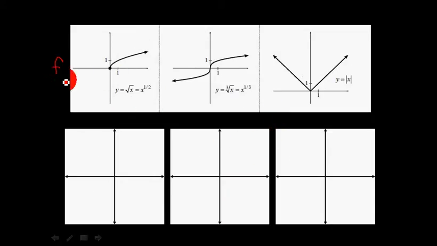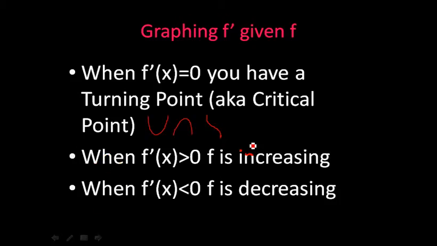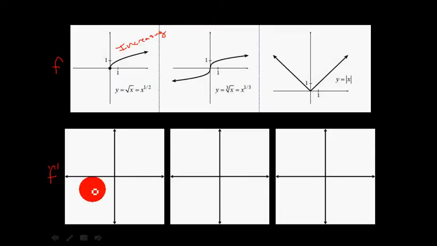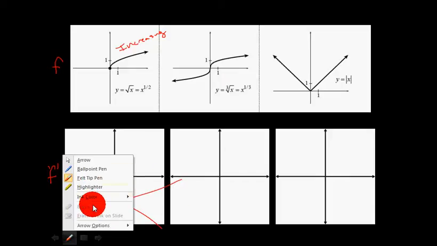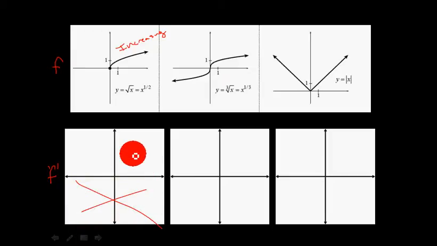Okay, so these are f, and then we're going to be graphing f prime. Okay, so as you can see, f is always increasing. That means that f prime will always be positive. So f is increasing, so f prime is always greater than 0. So that means there will be nothing down here. Let me draw that a little better. So it's all going to be up here.